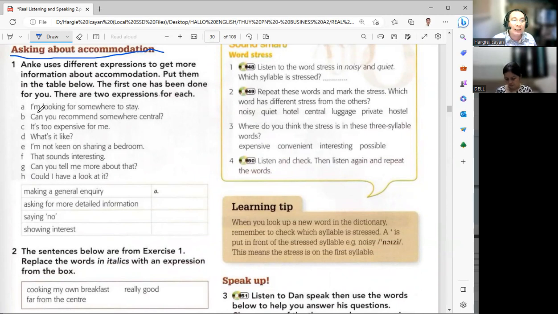Why is it letter A? Because she is looking for a general inquiry. That means it's in general, bigger in scope. Now, there are two expressions for each. For making a general inquiry, two answers. Same with asking for more detailed information, two. Same for saying no, and two also for showing interest. So, what do you think would be the other expression that makes a general inquiry?